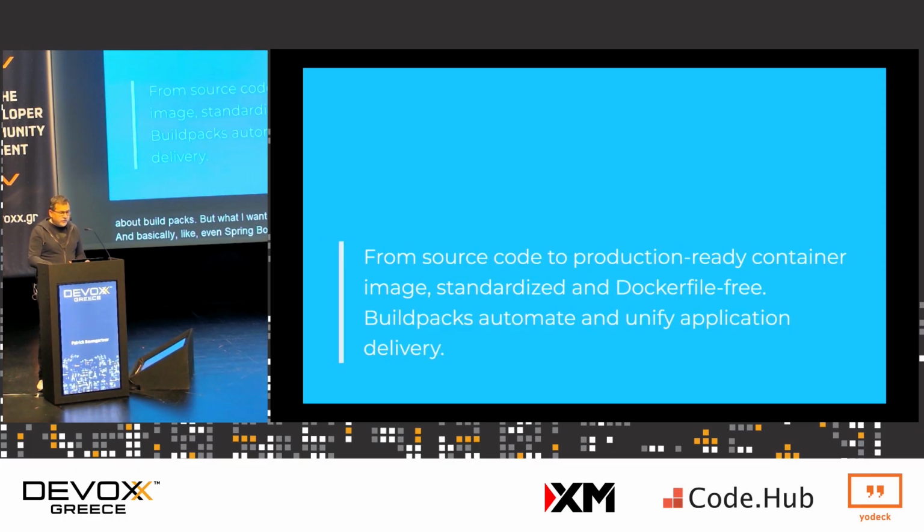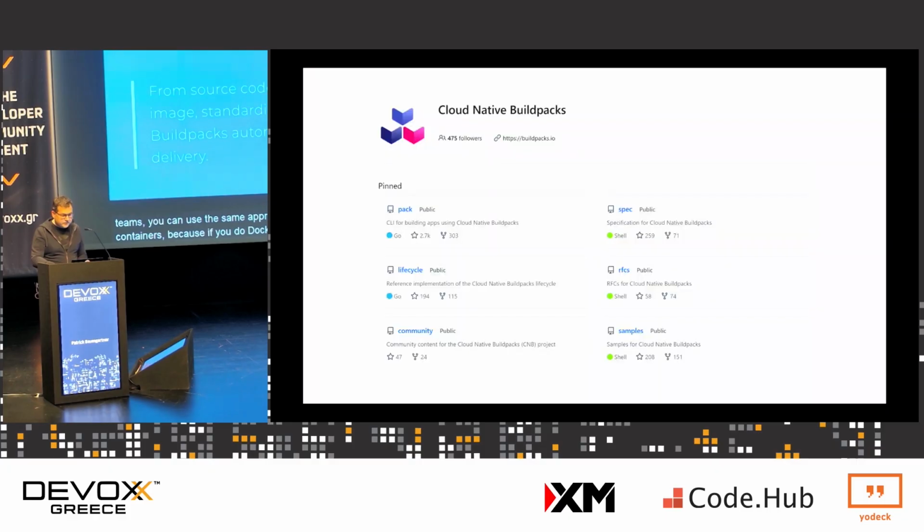So imagine you have your source code and you want to move into a production-ready container image in a standardized way, and you don't want to write Dockerfiles. Buildpacks actually help you with that. And the great thing about this is, if you have multiple teams, you can use exactly the same approach to create containers. Because if you do Dockerfiles, I'm pretty sure they don't look the same, right?